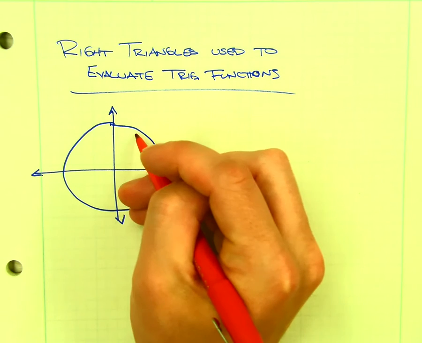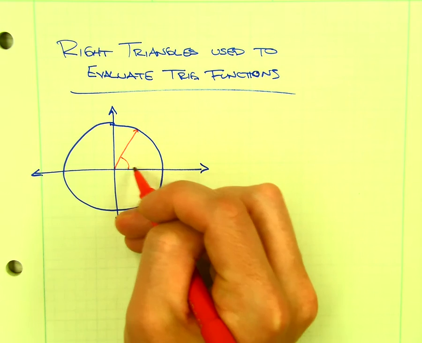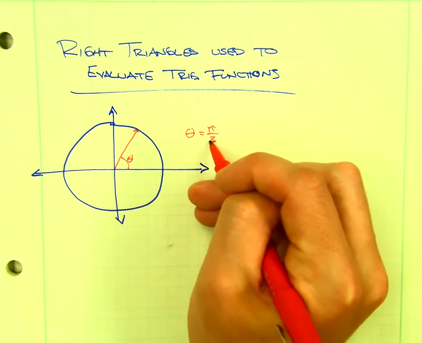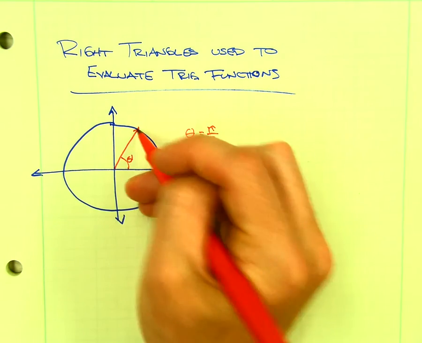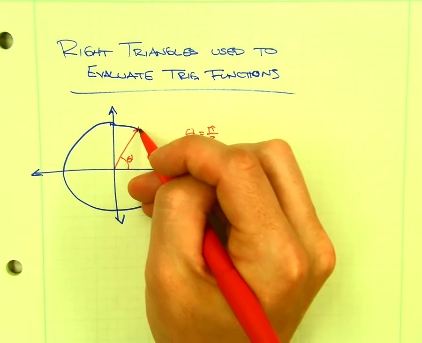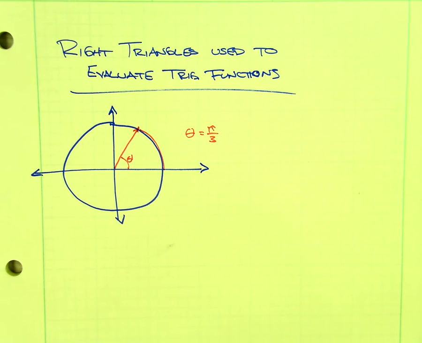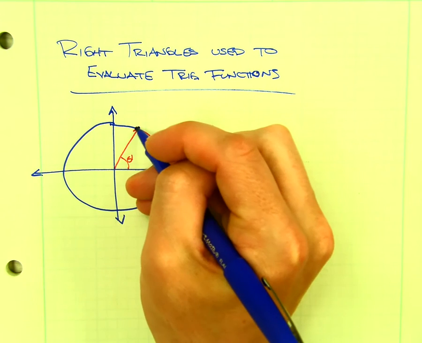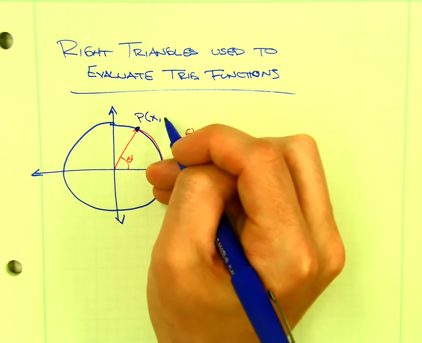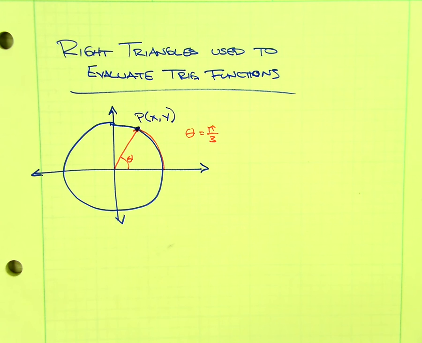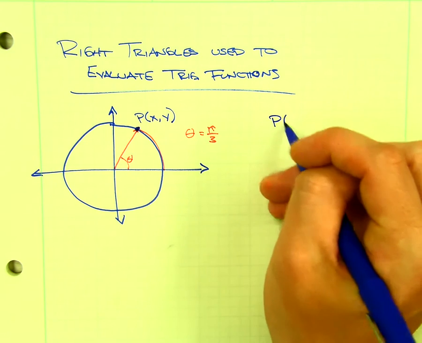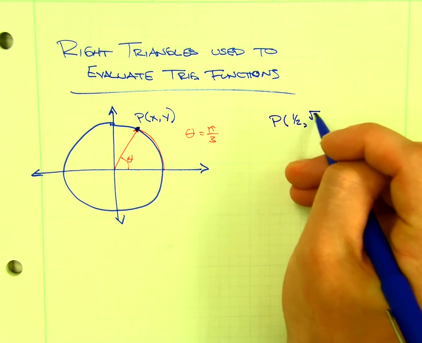Now, say I've got an angle here, call it theta, where theta is equal to pi over 3. And of course, because it's radians, pi over 3 radians, that means that this arc length right here is also going to be pi over 3. So I've got some point right here, point P, and it's going to have an x value and a y value. And of course, if you remember from your unit circle, you know that P is going to be at 1/2, root 3 over 2.